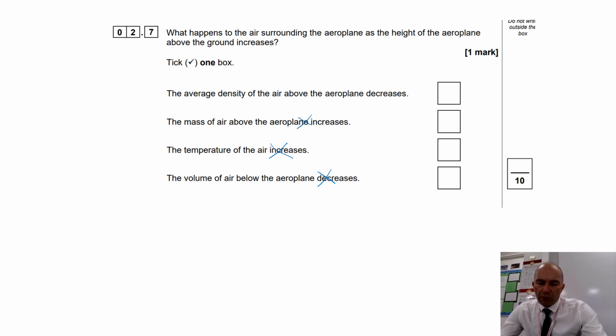And then the first answer, the average density of the air above the aeroplane decreases. Yep, the higher we go, the less dense that air is going to be, so the air above the aeroplane is going to be less. So we've only got one possible answer in that case. Now that question is worth 10 marks. Well done if you got 10 out of 10.